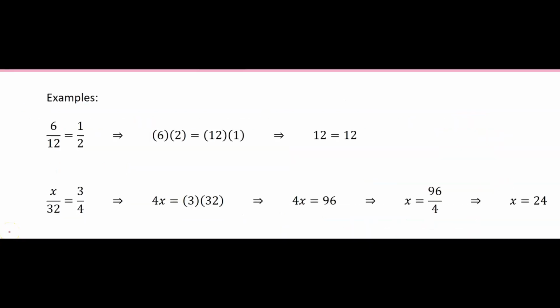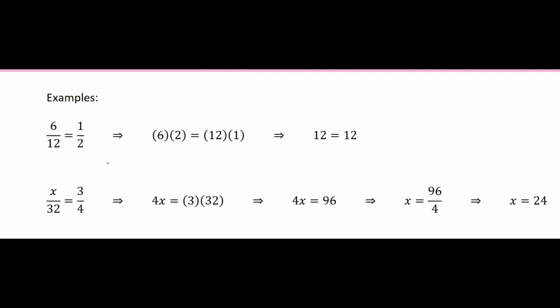In the first one, we're just going to show how these two fractions can be shown to be equal to each other using the proportion method. We will set cross products equal to each other. 6 times 2 is equal to 12 times 1. And that becomes 12 on the left side, 12 on the right side. 12 is definitely equal to 12.